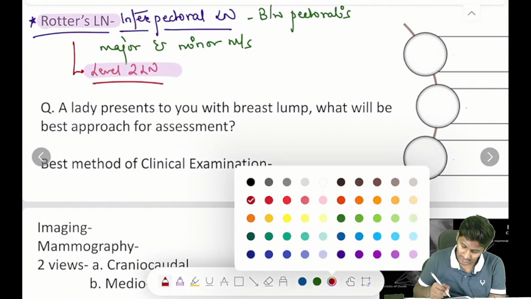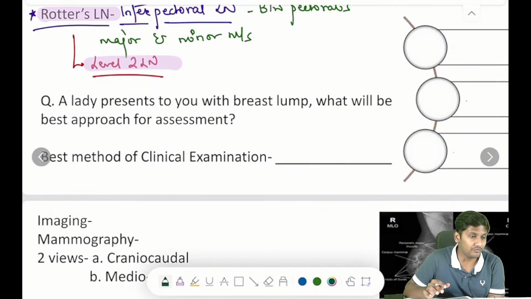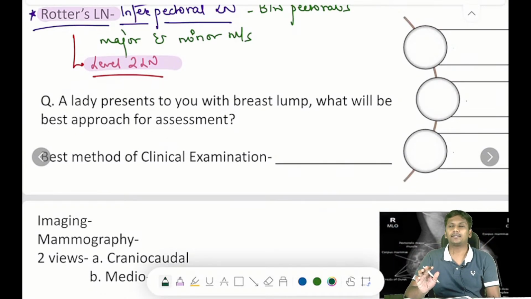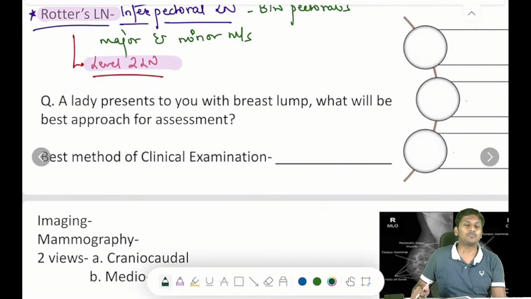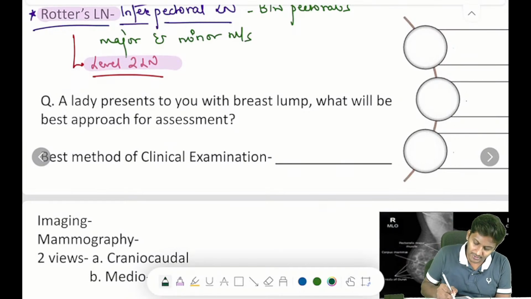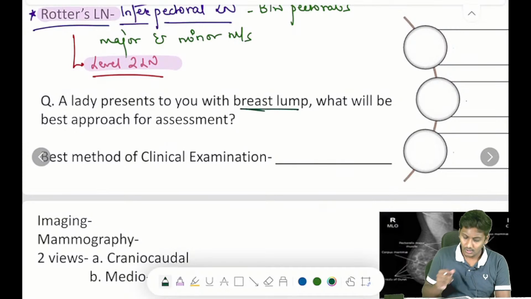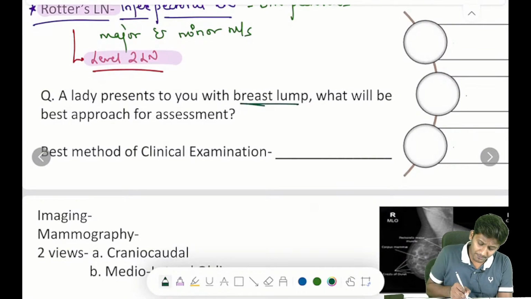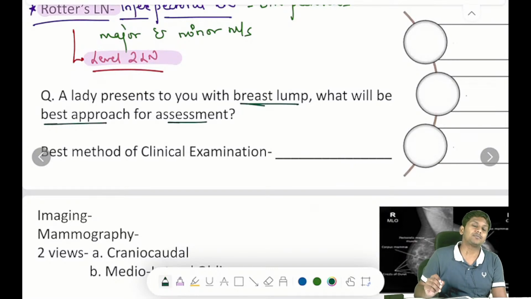Next important is this question. Please remember, in a case of breast cancer, the main lymph nodes which will be dissected, or removed, are the axillary group of lymph nodes. That has to be understood. Now the question states: a lady presents to you with a breast lump. A lump is nothing but a mass. What will be the best approach for assessment of this patient?